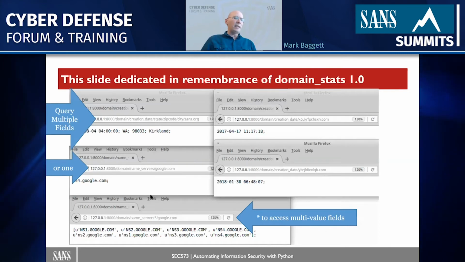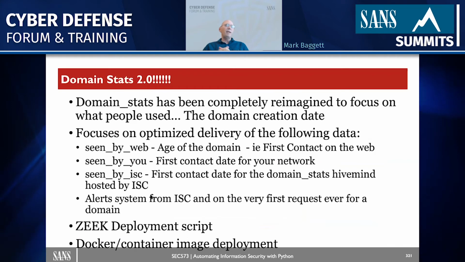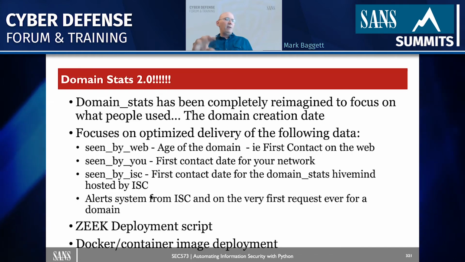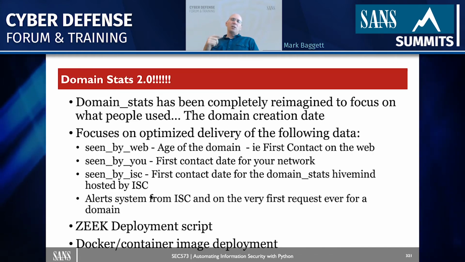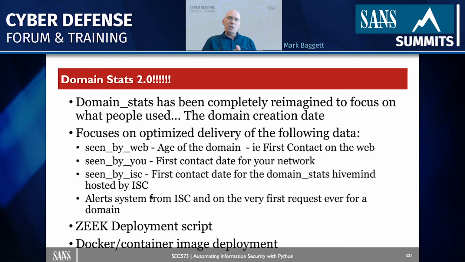So Domain Stats 1.0 would allow you to look up this information and find these hosts, but Domain Stats 2.0 does a much better job of it. With Domain Stats 2.0, it's really focused on how can I make that creation date more useful. And it returns back several pieces of information. It's going to give you back seen by web, seen by you, and seen by the SANS Internet Storm Center. The seen by web is just the age of the domain. Same thing we got from the old one.